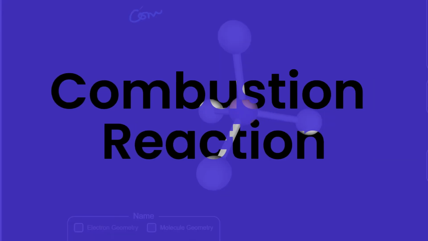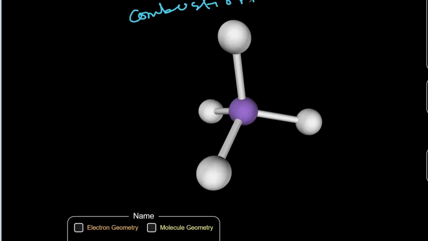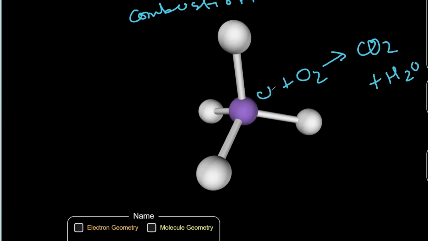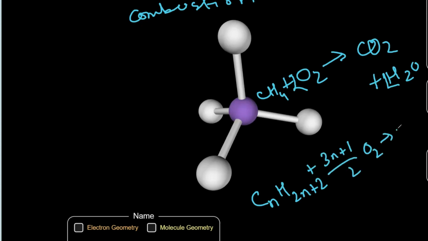This is a combustion reaction. In the combustion reaction, we react an alkane with oxygen. And all these bonds are broken, and carbon dioxide and H2O are formed. We have CH4 plus O2. Then we have 4 hydrogens, so 2 water here, 2 plus 2, so 2 O2. The formula here is CnH2n+2 plus (3n+1)/2 O2 into nCO2 plus (n+1) H2O. This is the standard general equation for combustion of an alkane.